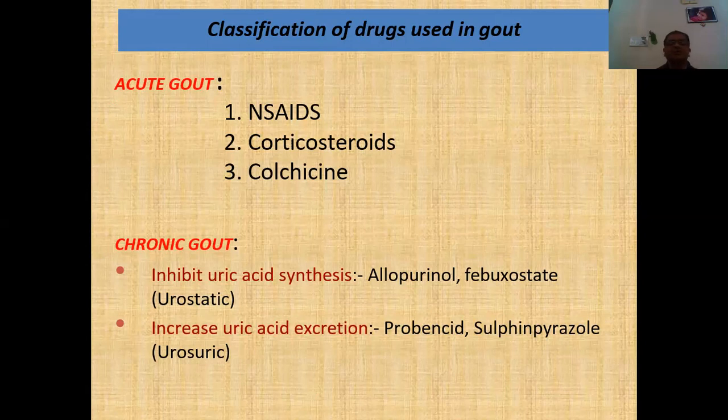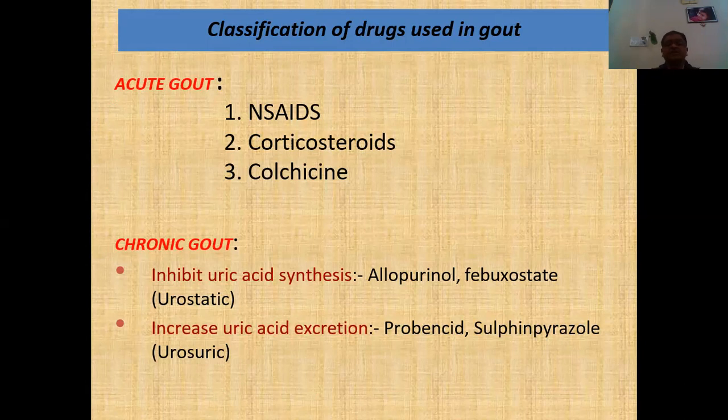Chronic gout means a person suffers for a long term from uric acid, and because of this there is pain and inflammation. That is nothing but chronic gout. Inhibit the uric acid synthesis. We have to give a drug that inhibits or decreases uric acid synthesis. As uric acid synthesis decreases, there is no pain and no arthritis condition. The drugs of choice are allopurinol and febuxostat, which are xanthine oxidase inhibitors.